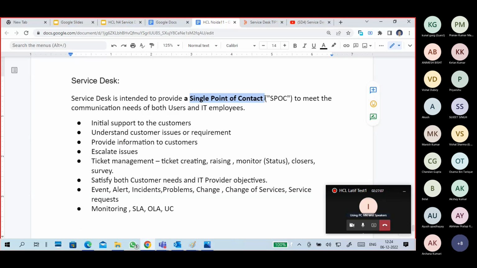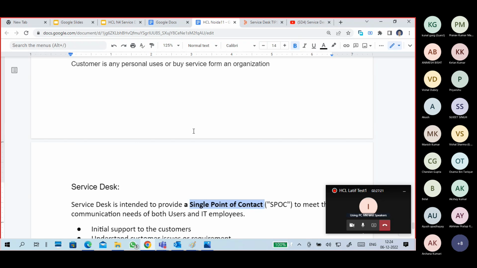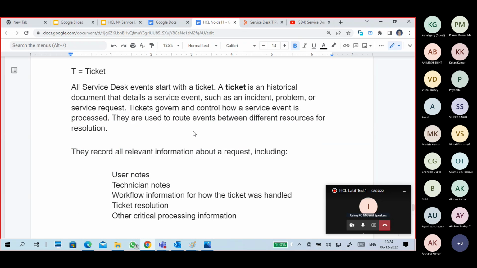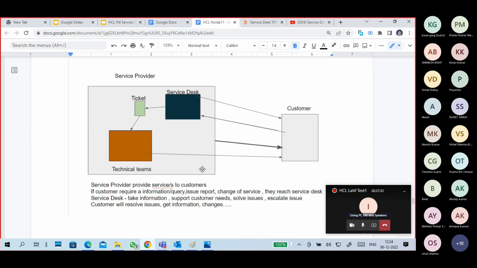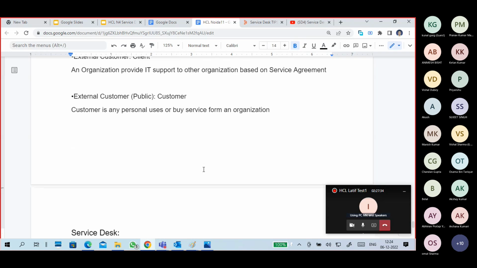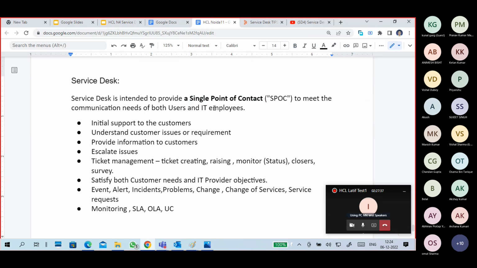A service desk is a single point of contact to enable communication between a user, customer, or client and our IT employees. Here it is, this is the diagram. What is a service desk? It is in between your IT employees or technical team and the customer. A single point of contact. If any issues occur or any requirements come up, the service desk is where you contact and get information.